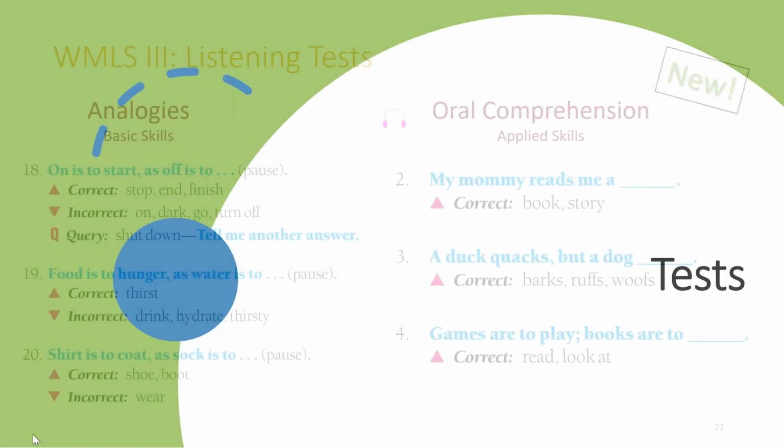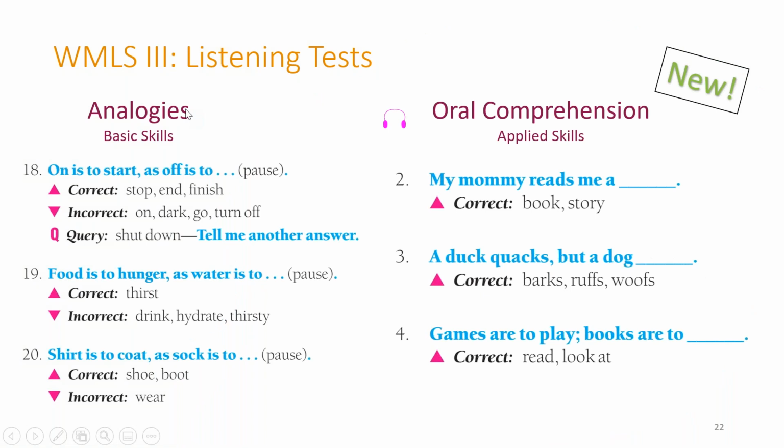So let's take a look at the tests that are made up of this particular battery. So again, 2 tests in listening. The first one is analogies that assesses those basic skills for listening. You can notice here that we start out with number 18. On is to start, as off is to, and the student has to complete that analogy. Notice as well, the look and feel is very similar to the WJ and the Batería. You do have your correct responses on your side of the easel, as well as those responses deemed incorrect.